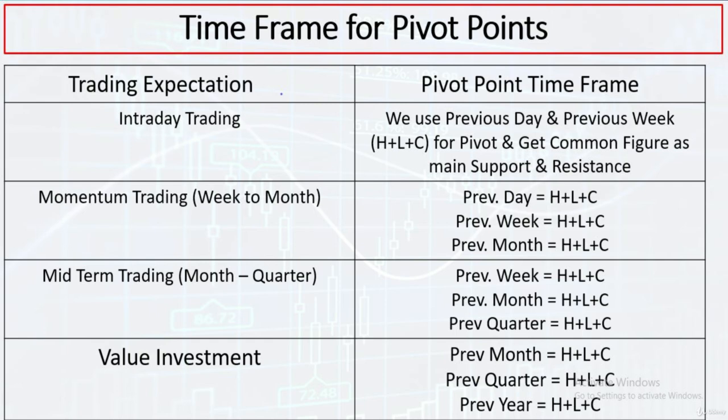For an example, if today's date is 4th of April, then the March month will be your previous month. The January to March quarter will be your previous quarter, and 1st January to 31st December 2018 will be considered to be your previous year. With the help of these 3 time frame pivots, we can easily get our conclusive supports and resistances.